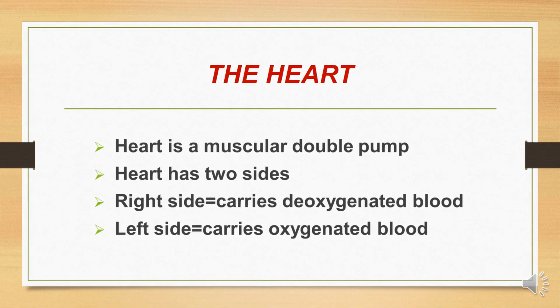Heart is a muscular double pump. It has two sides. One side, that is the right side, carries deoxygenated blood, and the left side carries oxygenated blood. So we call the heart a double pump because it is pumping blood on the right side towards the lungs, and on the left side it is pumping oxygenated blood throughout the body. So that's why we call the heart a double pump.